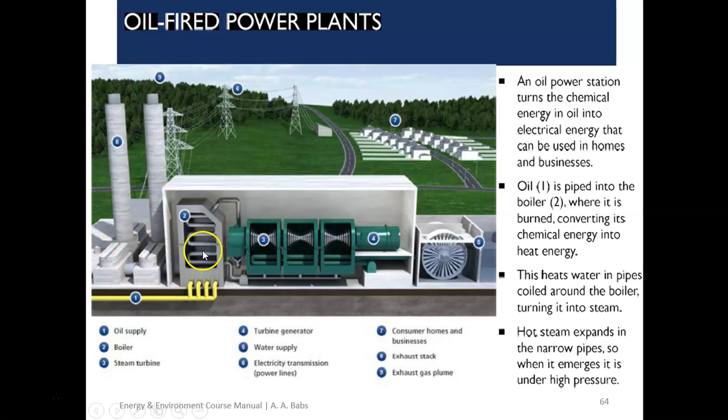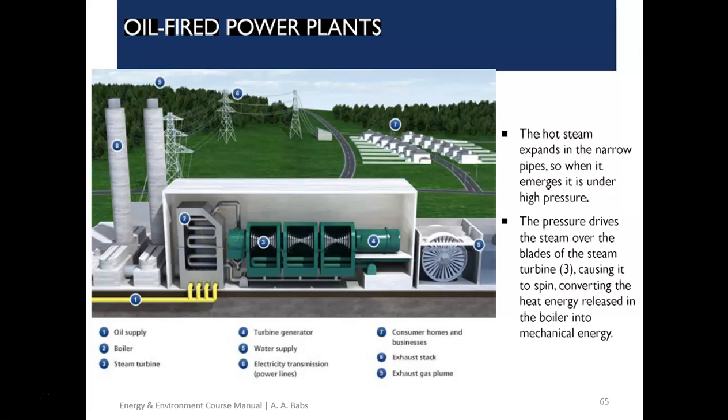So you can see these pipes, and then these pipes actually carry water. So the heat then turns this water to steam. Okay. Now the hot steam expands in the narrow pipes. So when it emerges, it is under high pressure. The pressure drives the steam over the blades of the steam turbine.